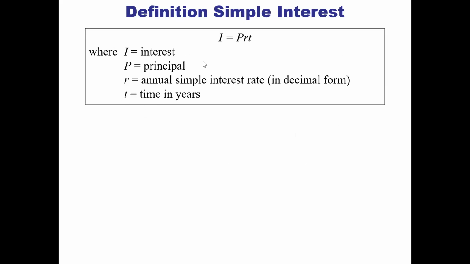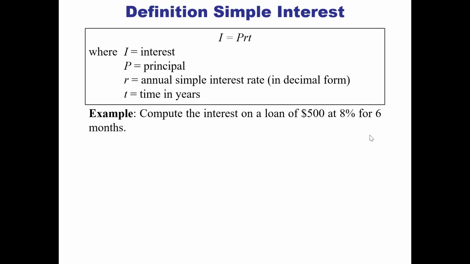Now, simple interest: interest is equal to P times R times T, where P is the principal, R is the rate, the interest rate, remember, in decimal form, and T is the number of years. So let's compute the interest on a loan of $500 at 8% for 6 months. All we're looking for here is the interest.